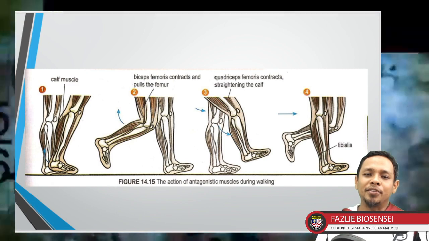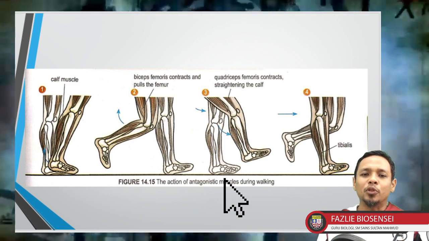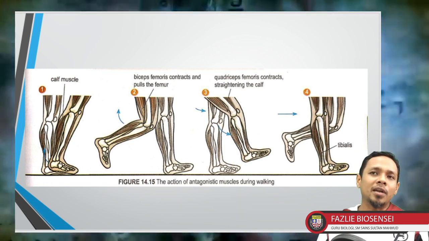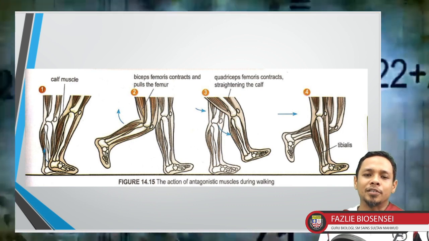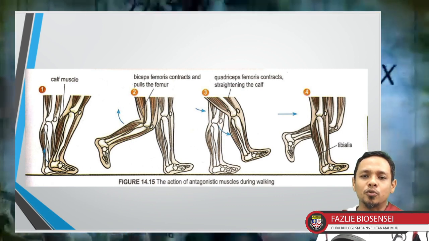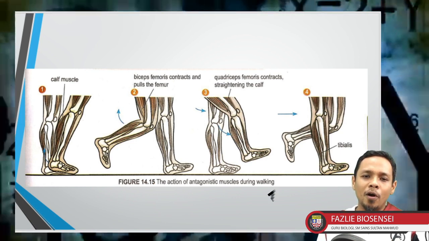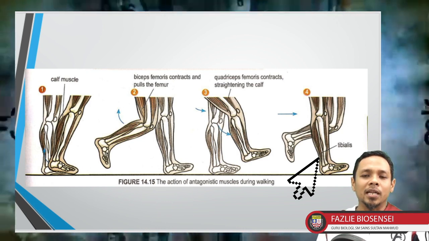Okay, and then as the right leg leaves the ground, the body weight is now supported by the left leg, which is still on the ground. Okay, so the quadricep femoris, which is the extensor, contracts to straighten the leg. And then number 4, the tibialis contracts to bring down the heel.